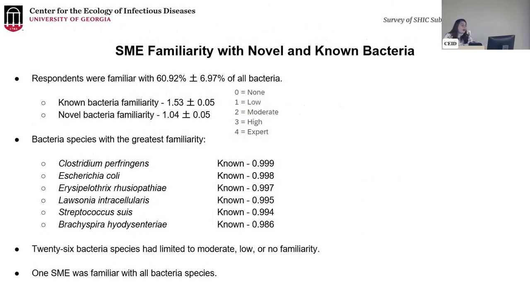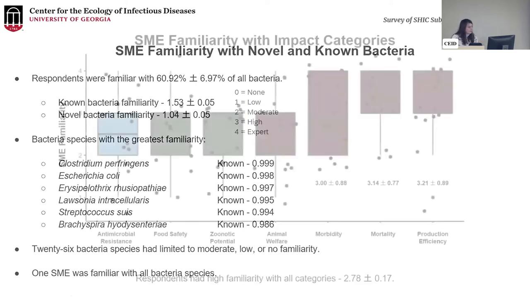And our subject matter experts were more likely to be familiar with swine bacteria, which makes sense that these novel bacteria that have yet to infect swine were less familiar to these experts. And you see some common swine bacteria that are the most familiar. So 26 bacterial species really didn't have any familiarity. And only one subject matter expert was familiar with all the bacteria species.